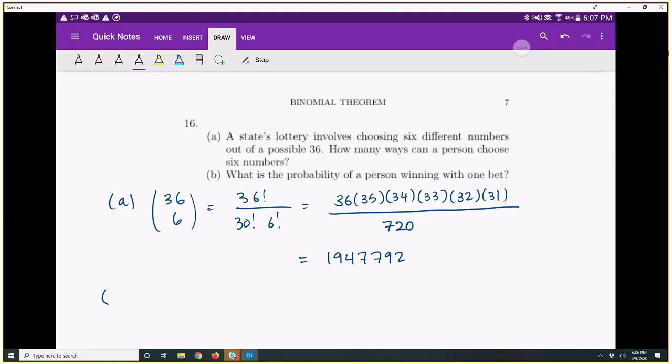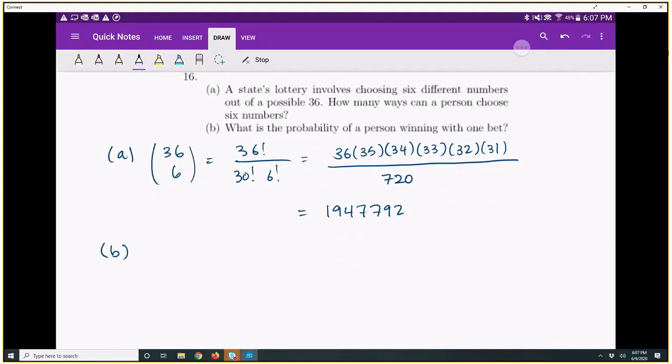Then the question is, what is the probability of a person winning the lottery with a single bet? So that should be 1 out of 1,947,792, which is very small. There are 5 or 6 zeros after the decimal point before you get to a nonzero digit. So the probability of winning the lottery is almost 0.